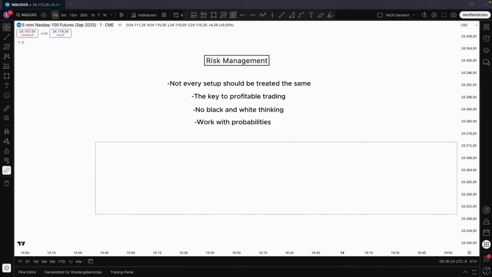Risk management means that you cannot treat every setup you see and execute the same way. You must not think in black and white, so either I go in with the risk or not at all. You shouldn't have this kind of thinking because we are traders. We work with probabilities, and that's exactly how you should treat your setups. Is this setup now high probability or low probability? And based on that, you should determine your stake for this trade.